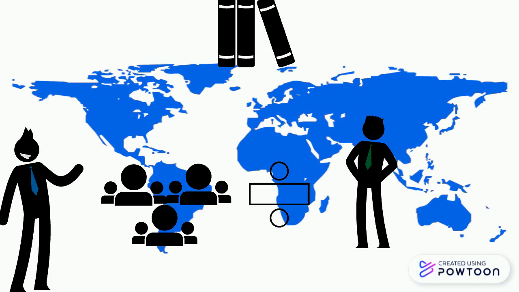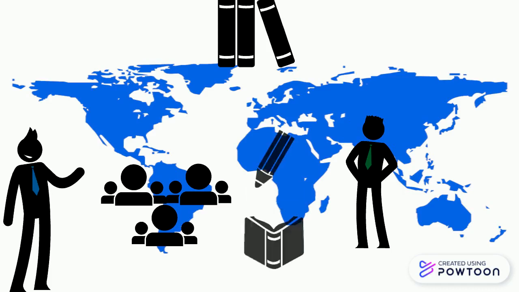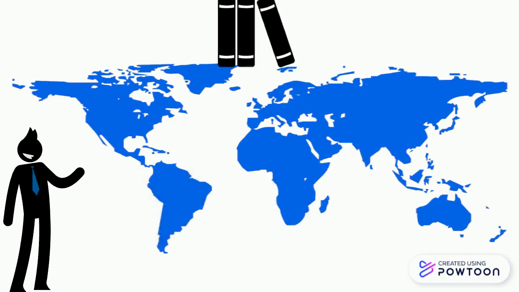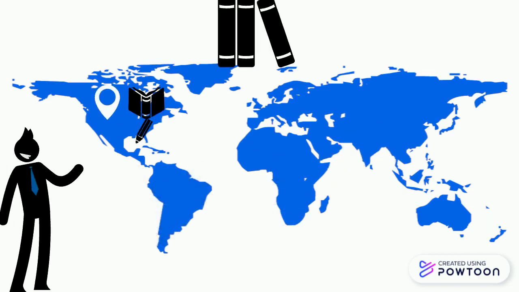The final division is the literacy rate, which is the percentage of people within a country that can read and write. In most developed countries, like the US, the literacy rate is very close to 100%, meaning that most, if not all, people can read and write. However, in developing countries like South Sudan or Yemen, it is much lower, only around 20 to 30%.